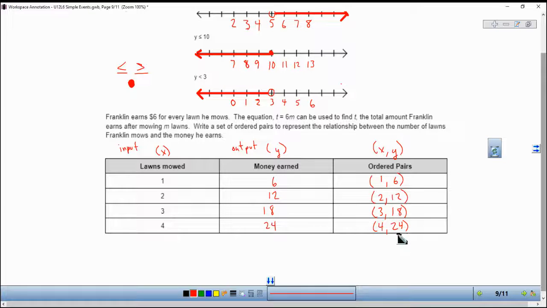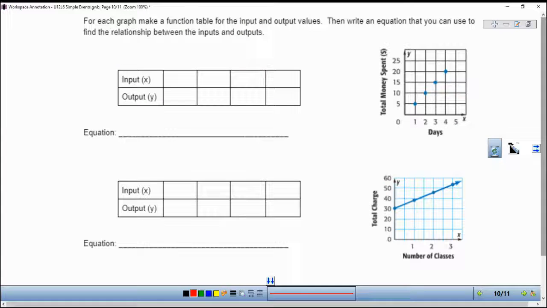But that's what an ordered pair might look like, and we can get an ordered pair from looking at the input and the output in that order. Okay, last couple problems here. These are a little tricky.